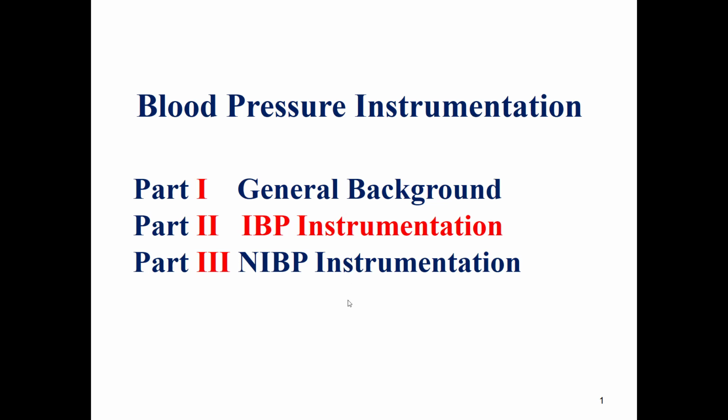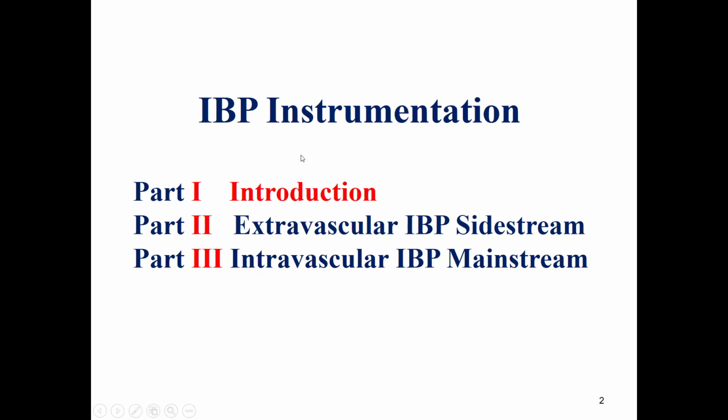Now we will start with the invasive blood pressure instrumentation. In the invasive blood pressure instrumentation, we will have an introduction and talk about the two major types of invasive blood pressure instrumentation, extravascular and intravascular, which means that the sensor will be inside the blood vessel in the intravascular and outside the blood vessel in the extravascular, which also means that we have an interface between the blood pressure signal inside the blood vessel and the sensor, and we will make a modeling for this one.